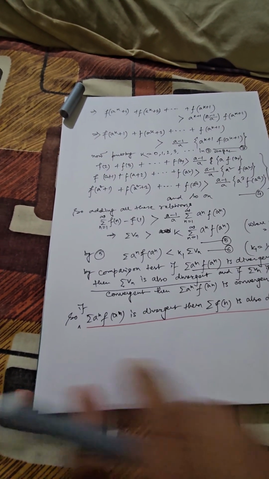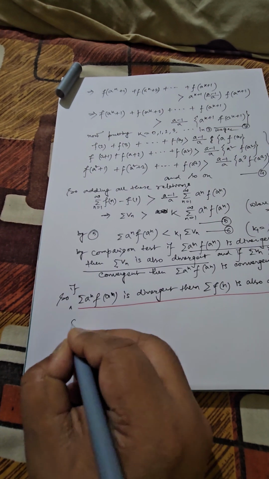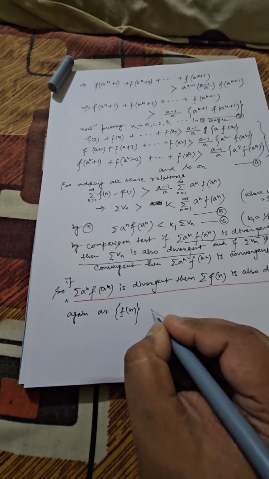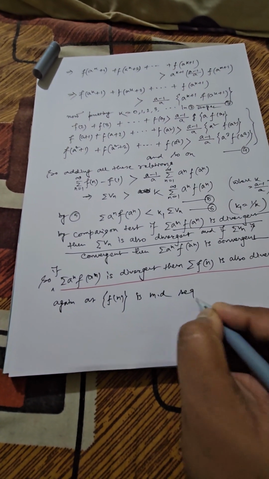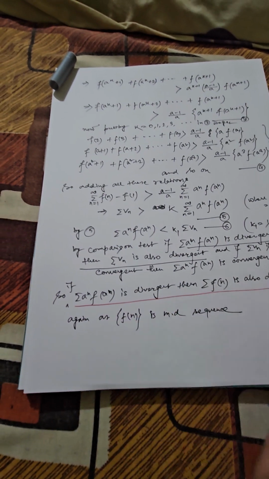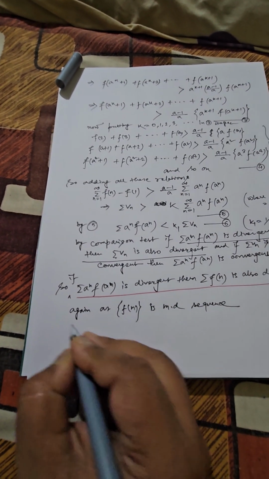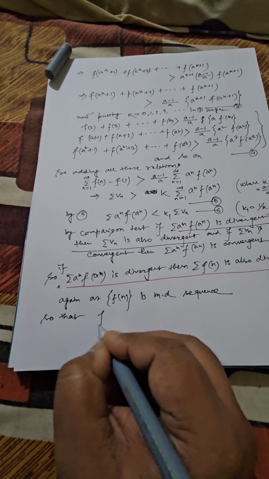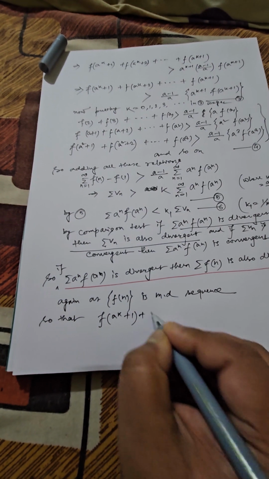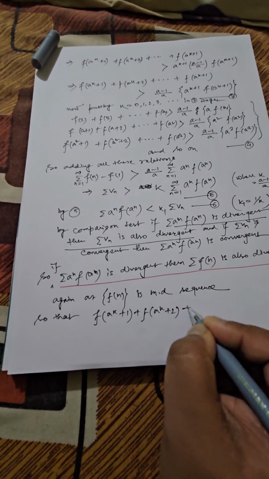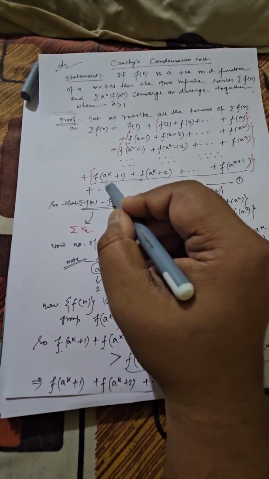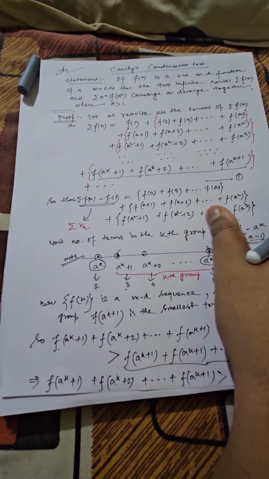Now again we have to modify the structures. As fn is a monotone decreasing sequence, again we can modify the structures. How can we write the expression for the kth group? Remember, f of a^k plus 1, f of a^k plus 2, plus dot dot dot, f of a^(k+1). This was the kth group. If you forget, remember this structure.